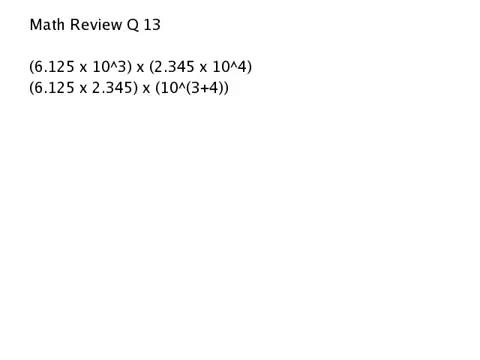Okay, and what do you get by multiplying 6.125 times 2.345? What number do you get? Oh, I'm sorry. I got 14.363125. Did I not do it right? Oh, no, that's correct. And then we have times 10 to the 7.